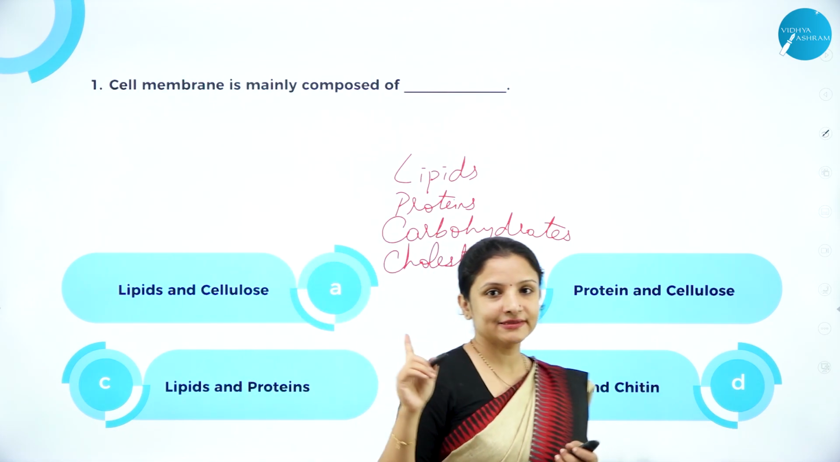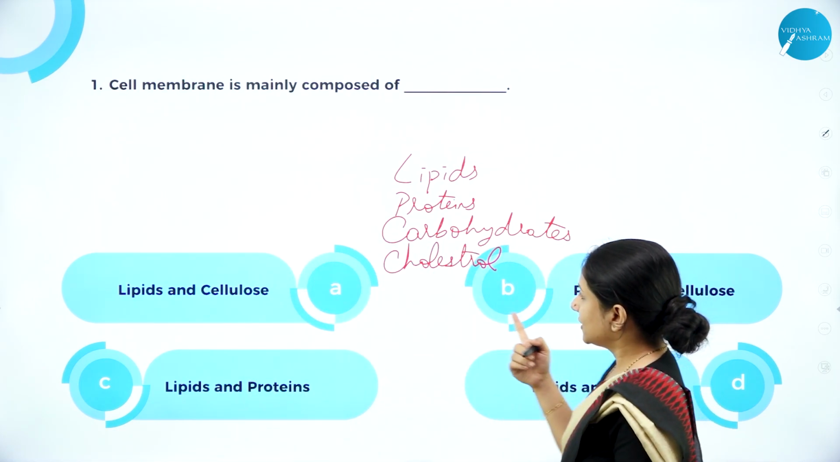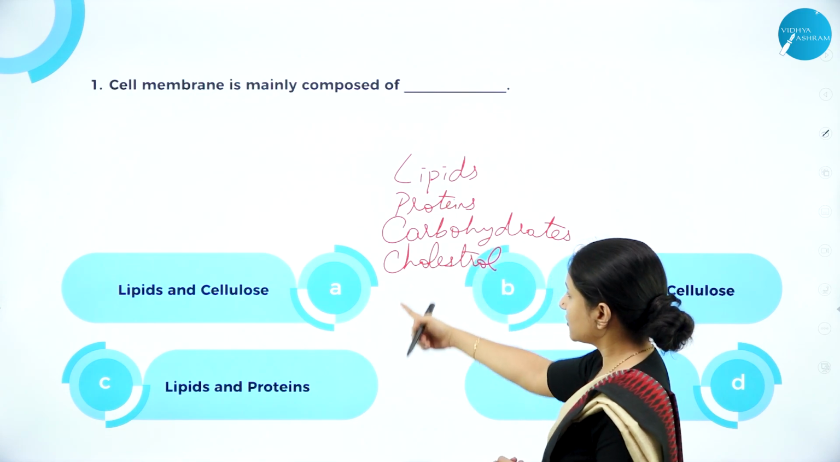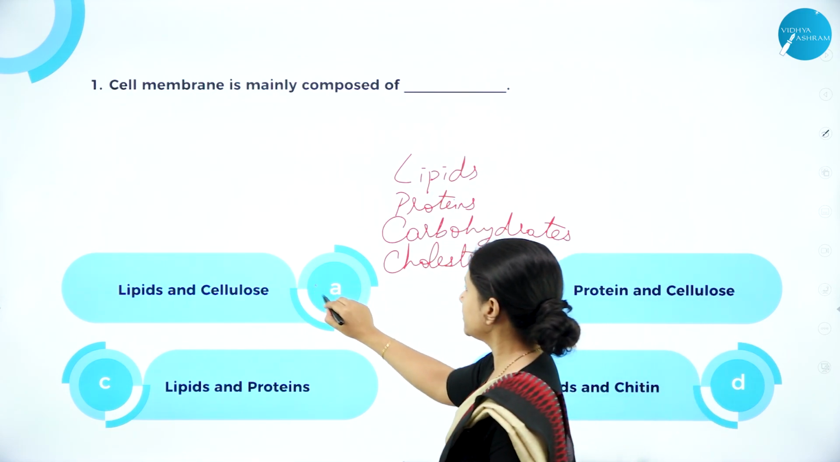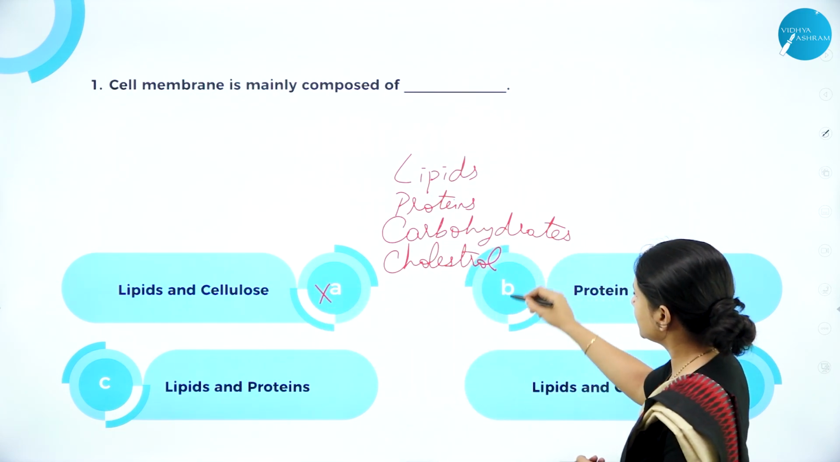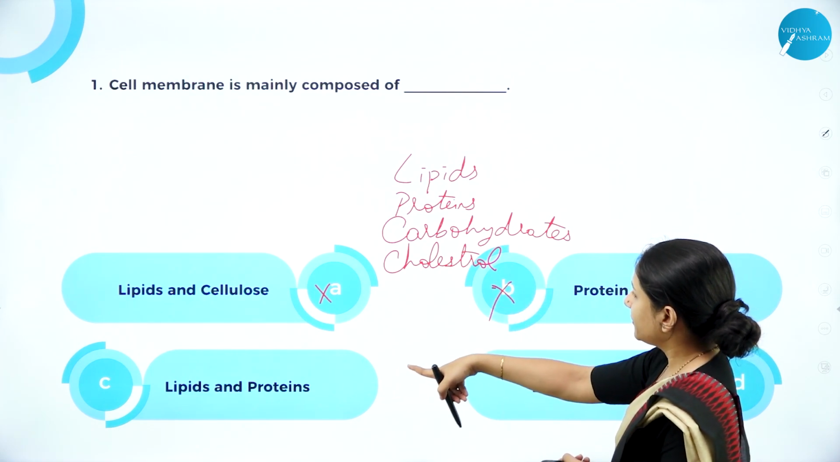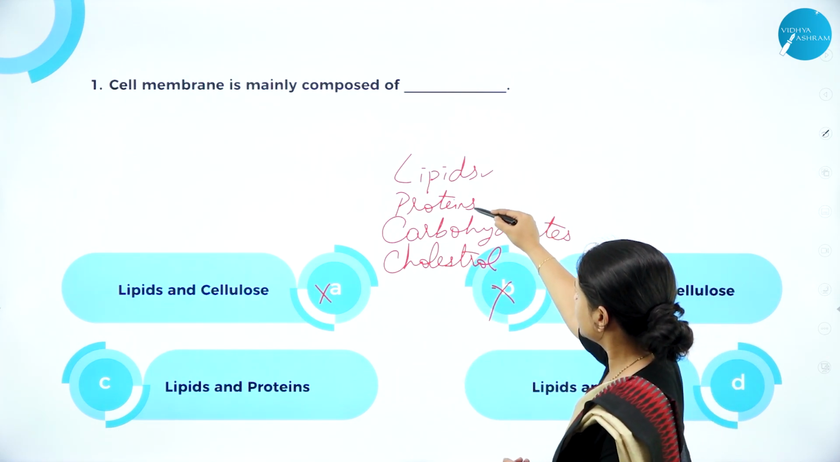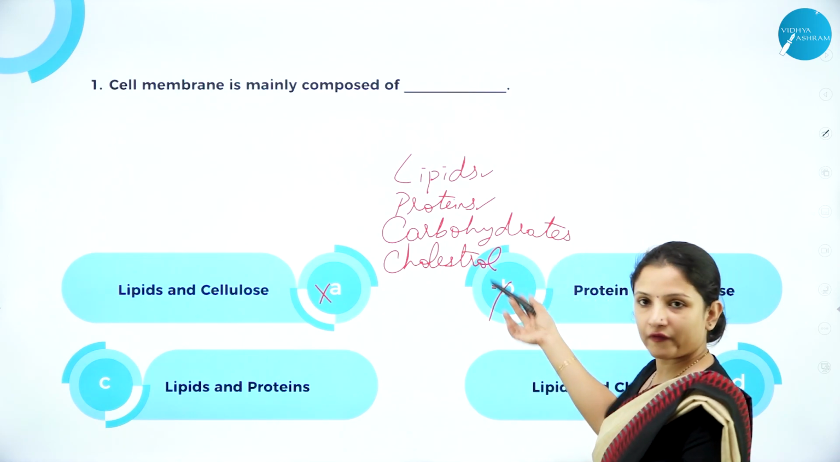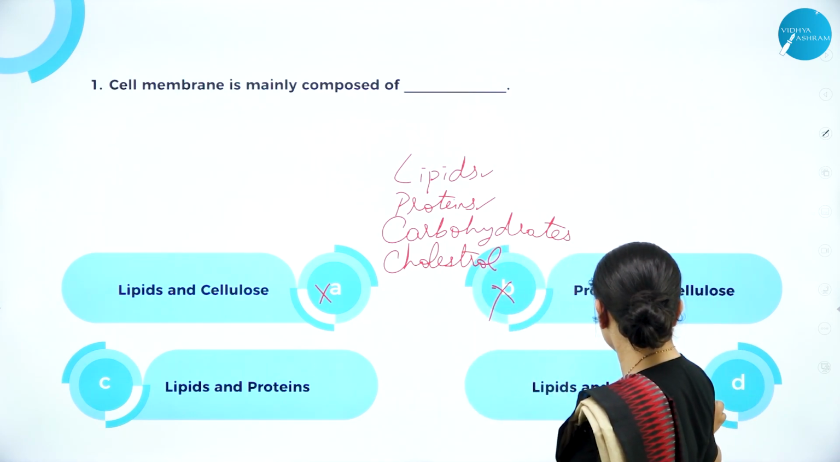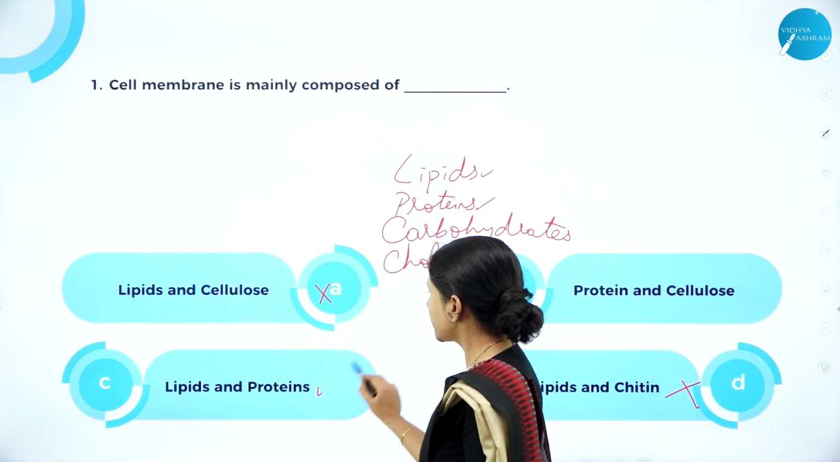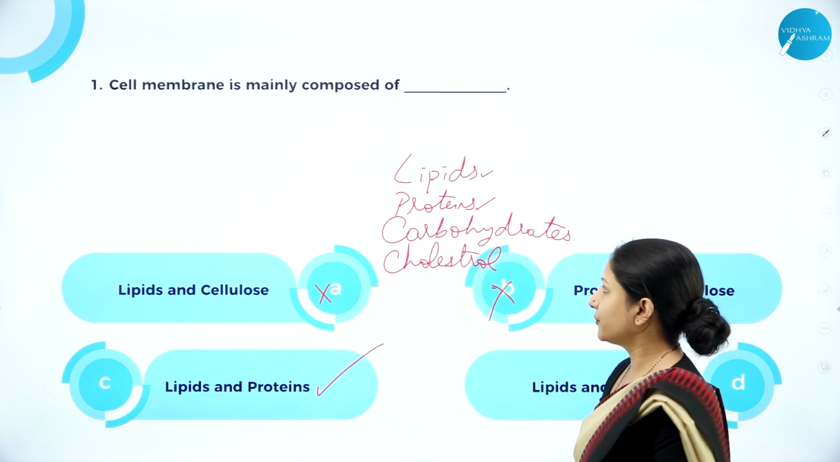So now you know it has lipids. Is there cellulose anywhere in what I have written? No, so this option is wrong. Lipids and proteins, yes, it is made up of lipids and proteins. Chitin is nowhere there, so this option can also be eliminated. So the right option here is option C, lipids and proteins.